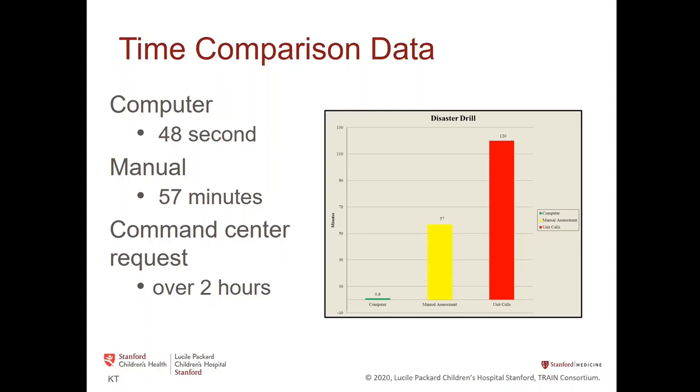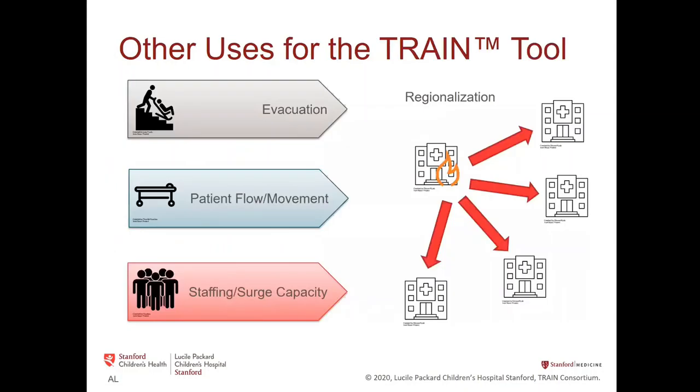The person running around, who was an expert with the Train tool, was able to do 148 patients in 57 minutes. And after we completed our disaster drill, at the completion of that, 2 hours later, we still didn't have anything back from the units to know what their needs were. So really, computer is the way to go. You can have it very quickly. Next slide. And I'll turn this over to Anna.